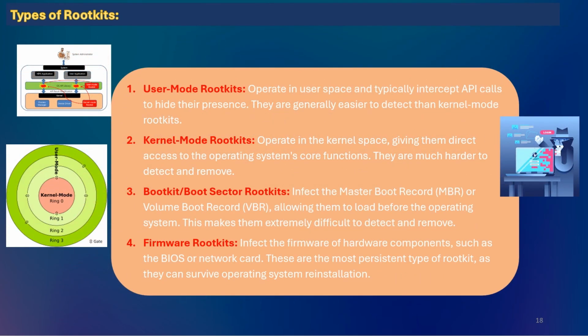Types of rootkits. Rootkits come in different forms. User mode rootkits operate within regular applications, while kernel mode rootkits provide deep access to the operating system. More advanced variants, like bootkits and firmware rootkits, infect hardware components, making them harder to remove.